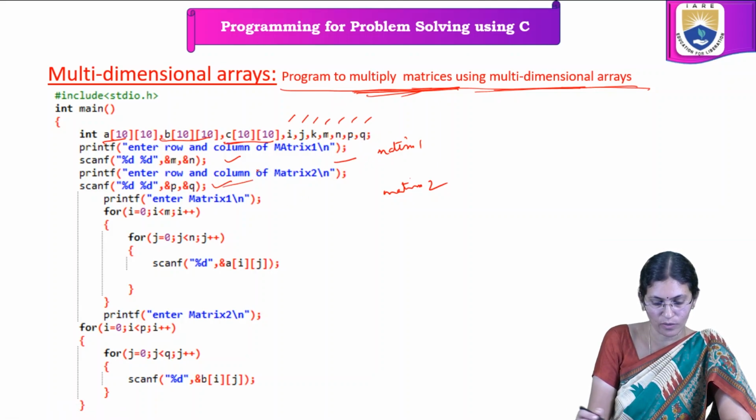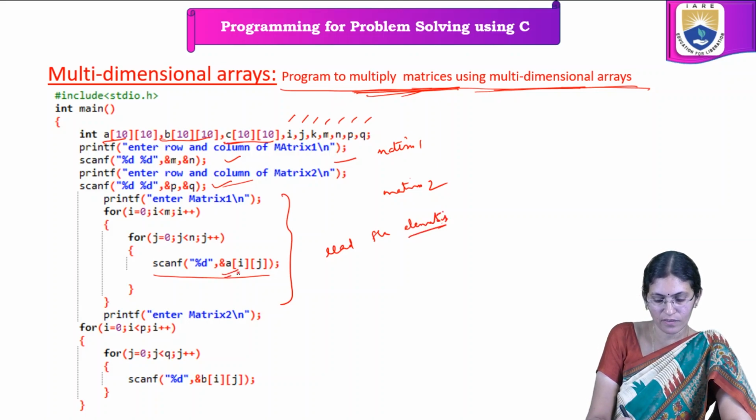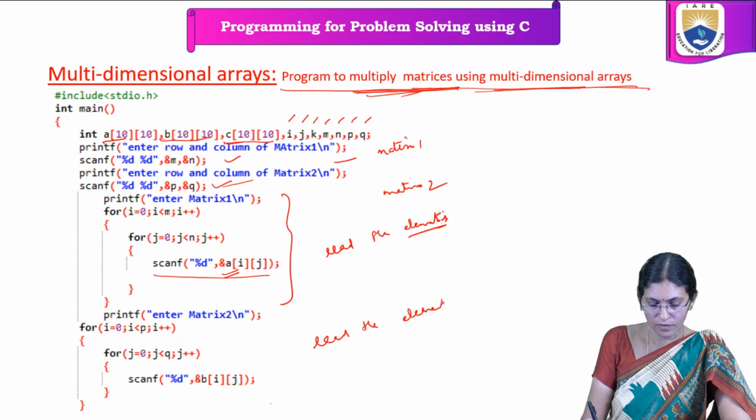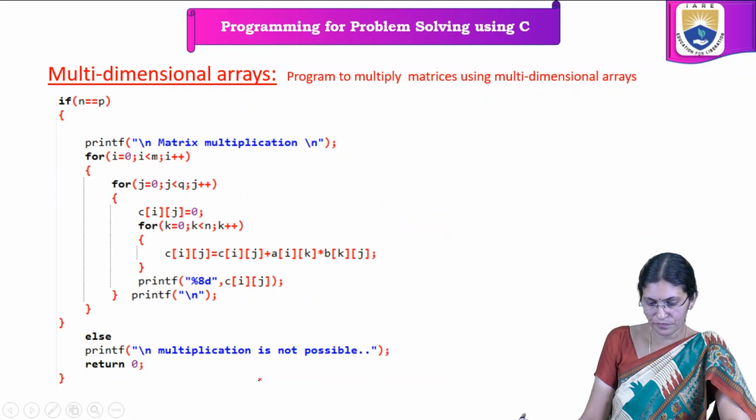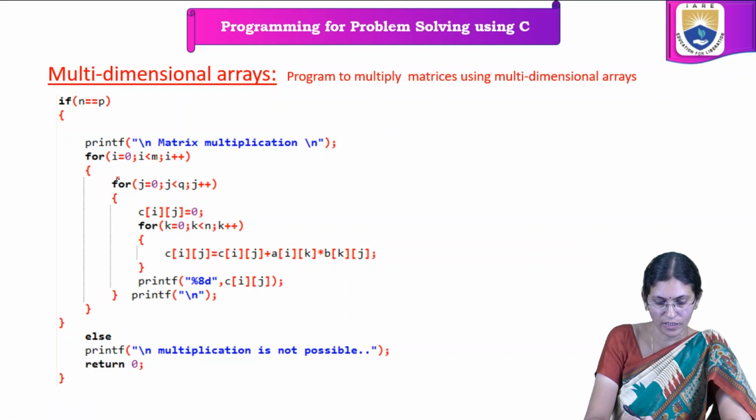This will read the rows and columns of matrix 2. This part of the code will read the elements into this array A, and this part of the code will read the elements into the array B. Now let us see how to multiply two matrices or two arrays.